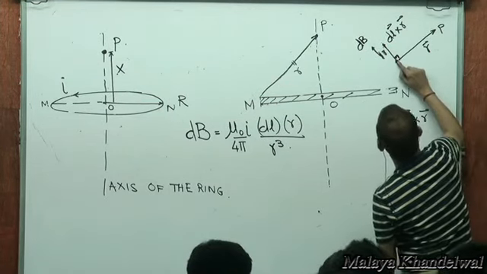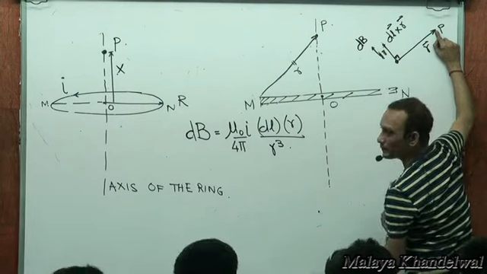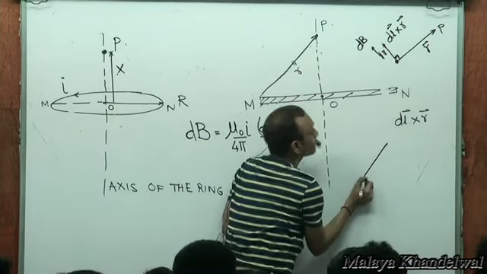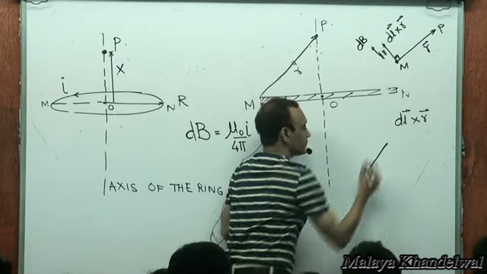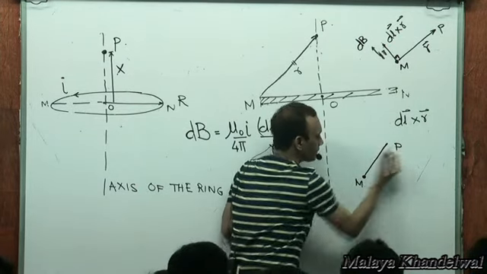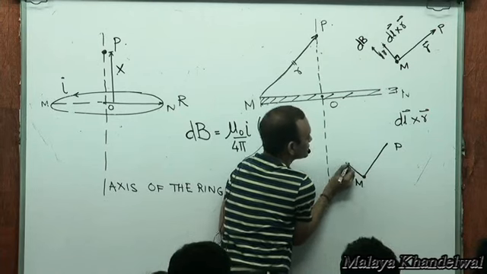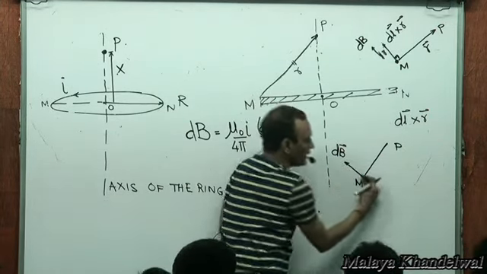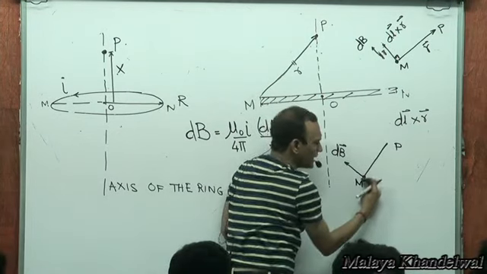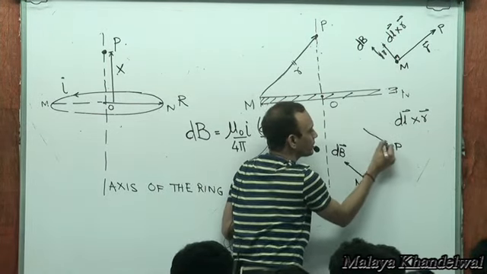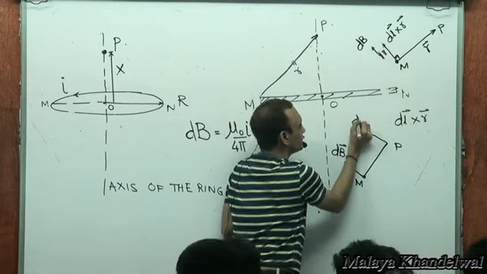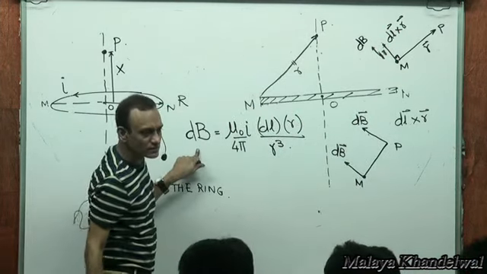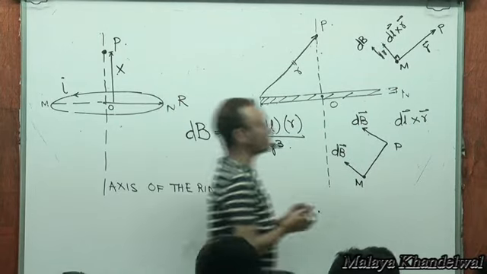Now what I could do is dB I could just shift to P. So my dB at P, this is the point M, this is the point P, the dB is like this at the point M, and in the direction of dl cross r I shift this to this point perpendicular to this. This would be the dB, yes or no? Whose magnitude is this? Isn't it?